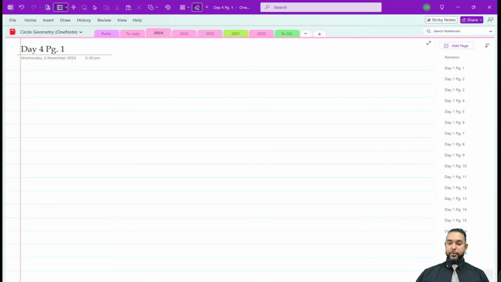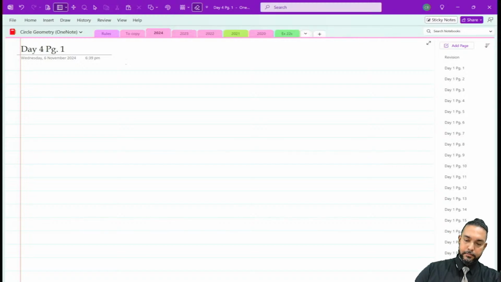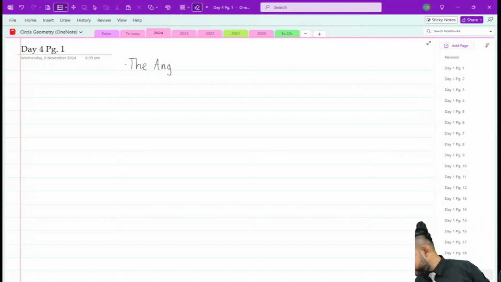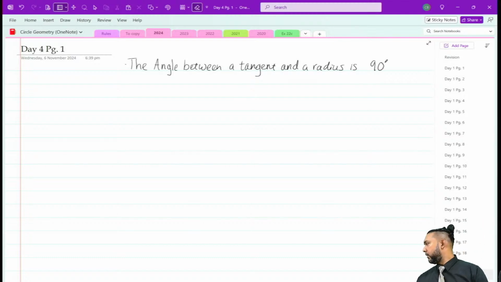Right, cool. So we're heading up, and the name of it is: the angle between a tangent and a radius is 90 degrees. The angle between a tangent and a radius is 90 degrees.